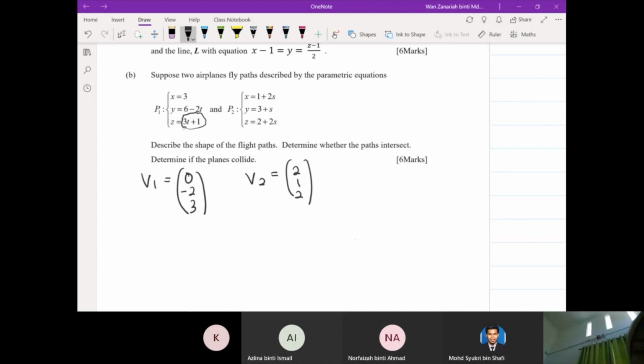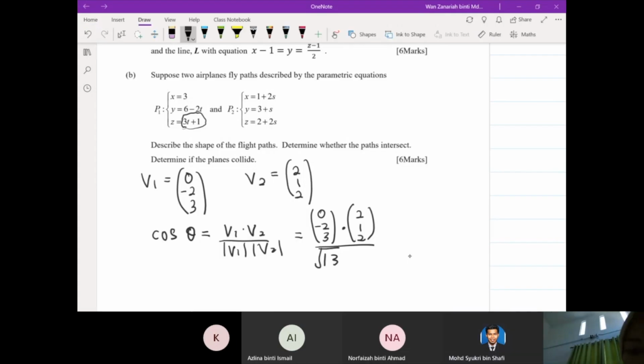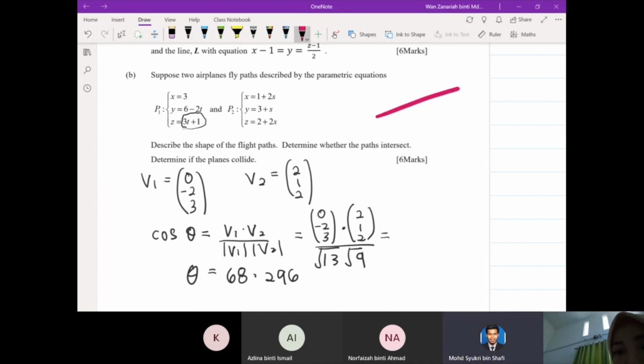Okay, so in finding the angle, cos theta is equivalent to V1 dot V2 over magnitude V1 magnitude V2. Okay, so V1 is 0, -2, 3 dot product with 2, 1, 2 over, okay, root 13 and root 9. Okay, so ini you tekan calculator sendiri, students. So you will get theta is 68.296. So basically we can draw the path of two planes, something like this. So the angle is 68.296.